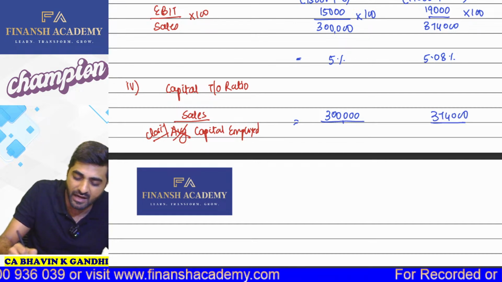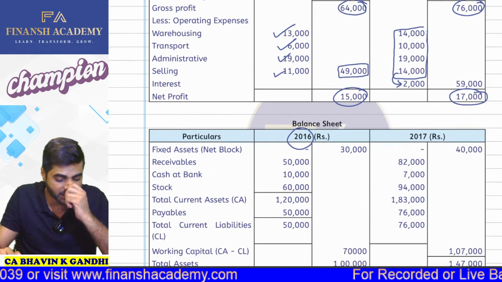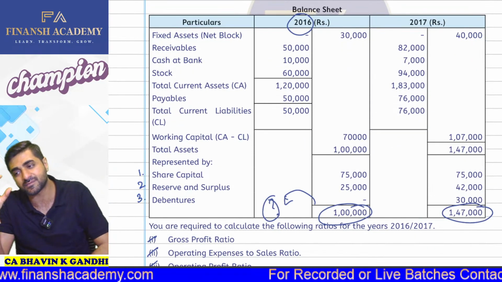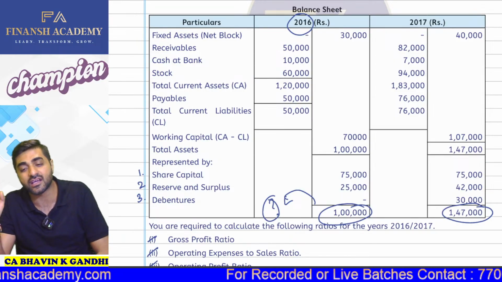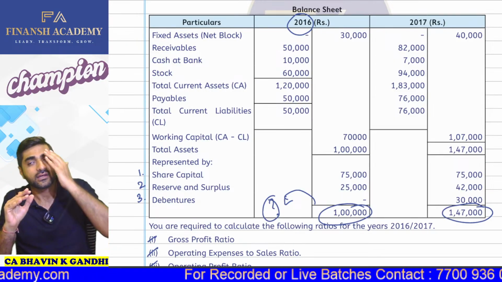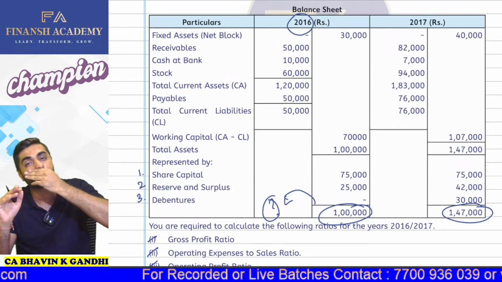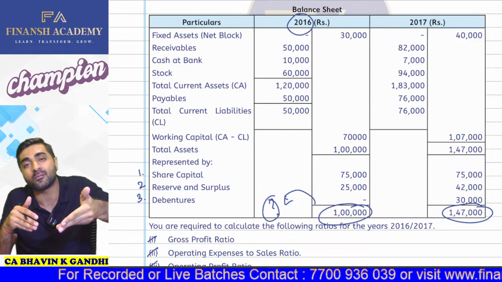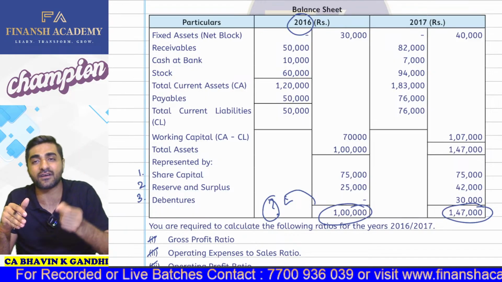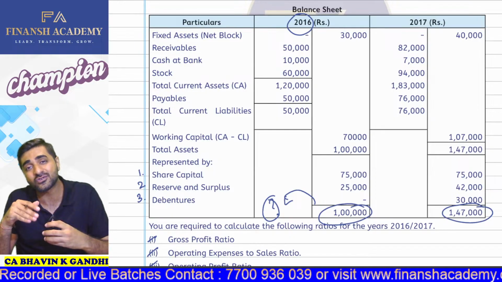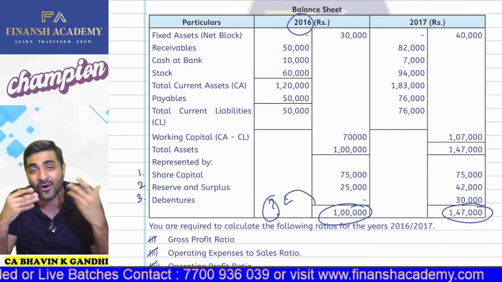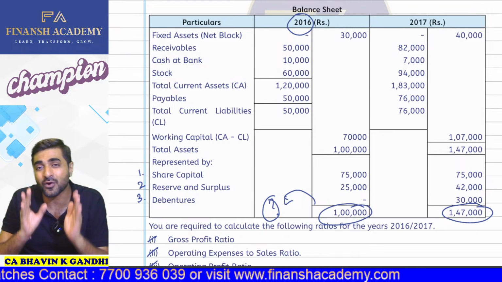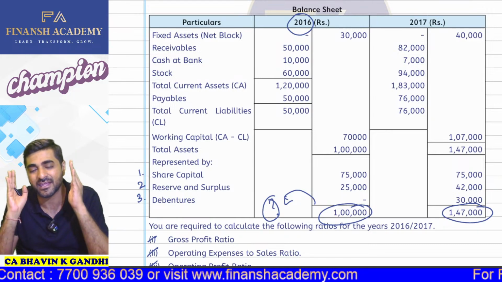And we have to divide that by your closing capital employed. So what's your capital employed? Capital employed is nothing but share capital plus reserves and surplus plus debentures. So capital employed means the total amount invested in the business, from your equity shareholders funds, and also from your debt or debentures or long-term loan or whatever. That together constitutes your total capital which is being employed.